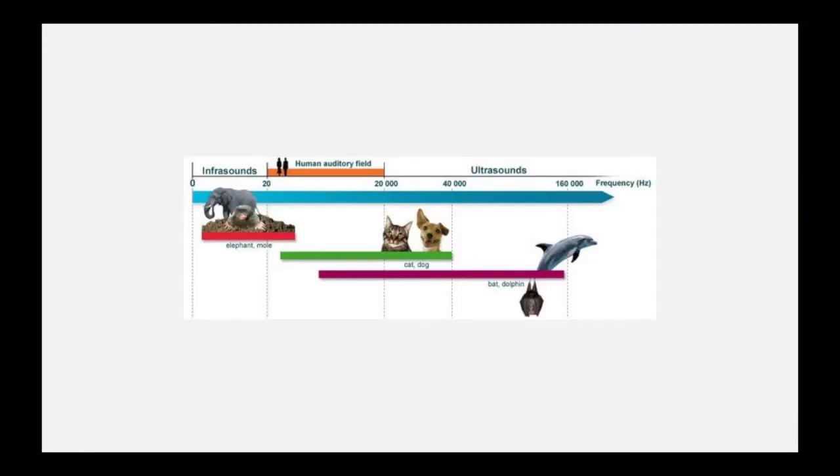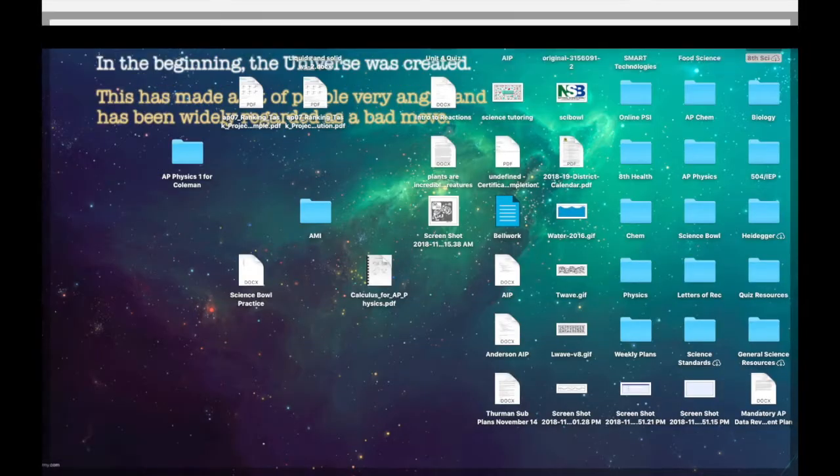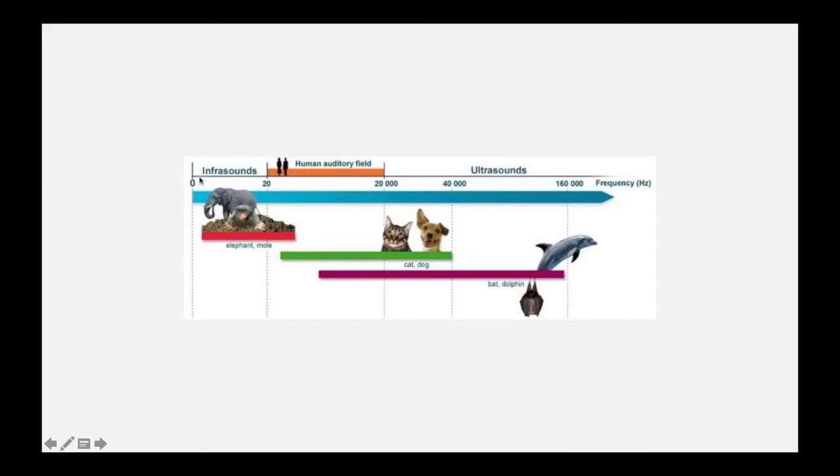Different critters are actually capable of hearing sounds at different pitches. So here on this graph, you can see from 0 all the way up to 160,000 hertz. This is a chart of frequencies of sounds. You can see humans, we can really only hear from 20 hertz to 20,000 hertz, which is actually a pretty good range. Elephants and moles and other things can hear much lower pitch sounds.